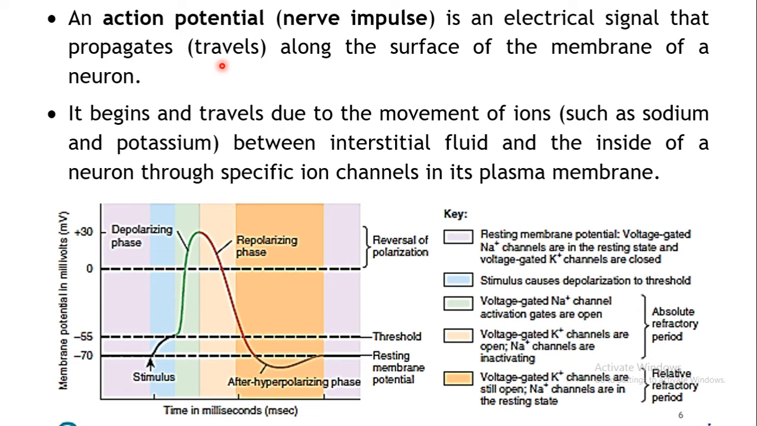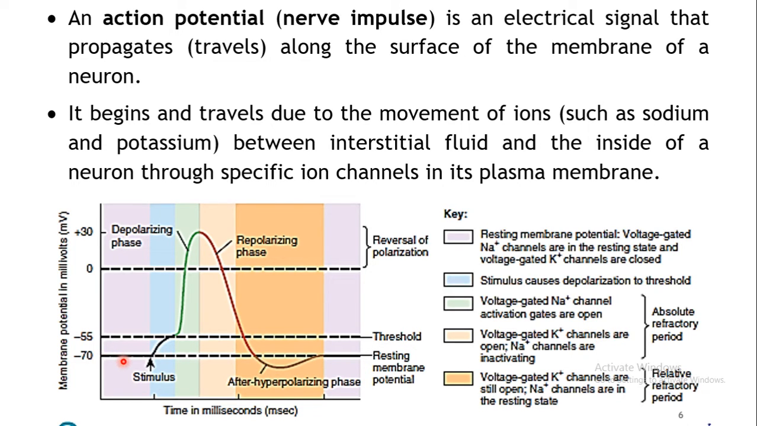Now why is this action potential traveling across the membrane? How is it possible? It's made possible because of the movement of certain ions, mainly sodium and potassium. They will move across the membrane. As a result of this, there will be a change in the membrane potential, and it will result in the generation of an action potential. Now this is what exactly an action potential of a neuron will look like.